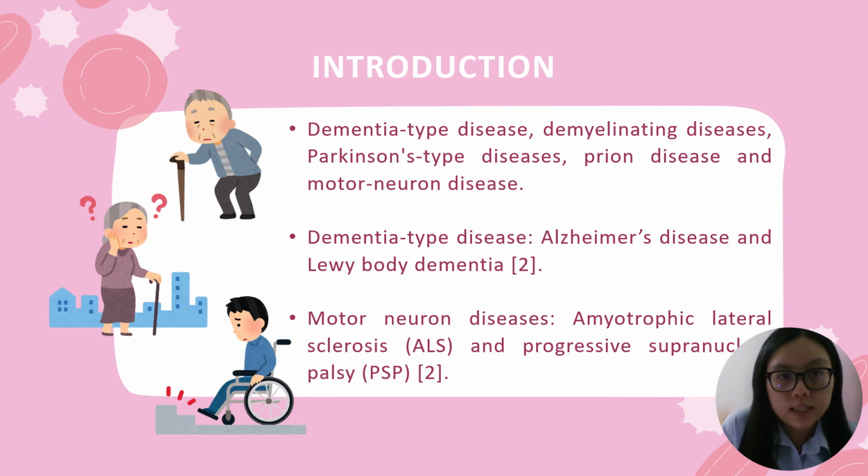Neurodegenerative disorder is discussed as dementia-type disease, demyelinating disease, Parkinson-type disease, prion disease, and motor neuron disease. For the case of dementia-type disease, such as Alzheimer's disease and Lewy body dementia, on the other hand, for conditions of motor neuron disease, the clinical presentation of the patients will mainly focus on the physical movement, such as amyotrophic lateral sclerosis and progressive supranuclear palsy.